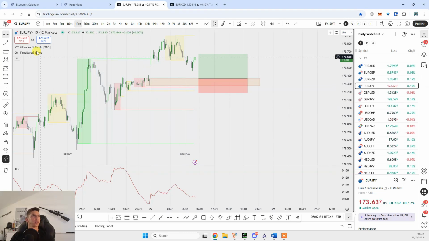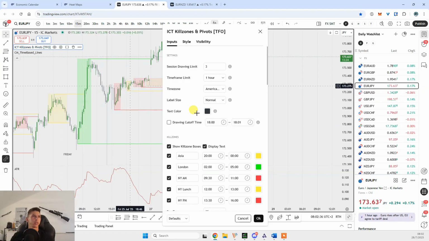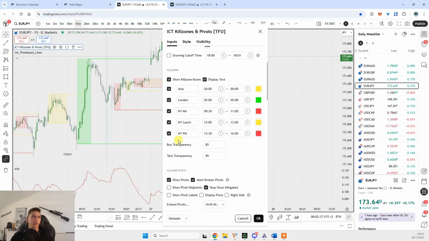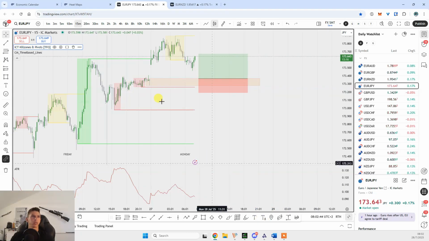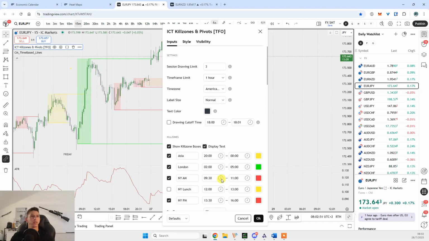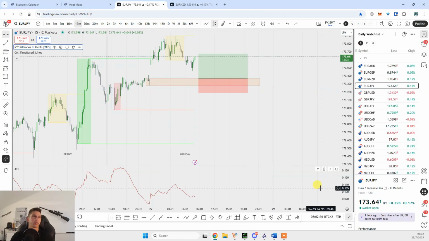Just checking this, guys. Give me a second. I don't like this yellow. This I don't like. Alright, now we're talking. And New York PM. Don't want that either. So let's remove. Save as default. Alright, let's go.